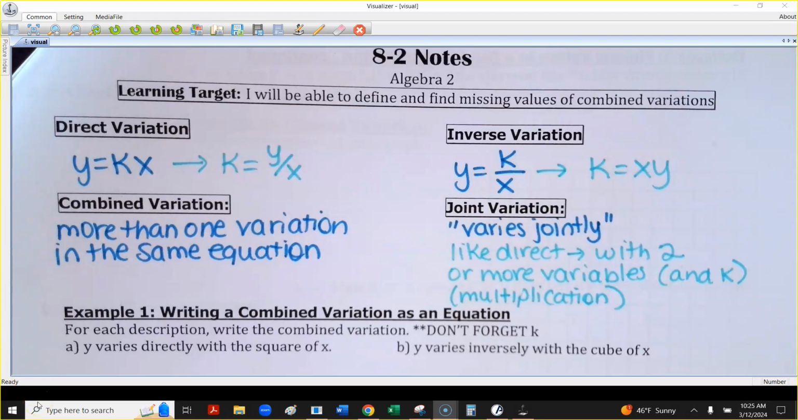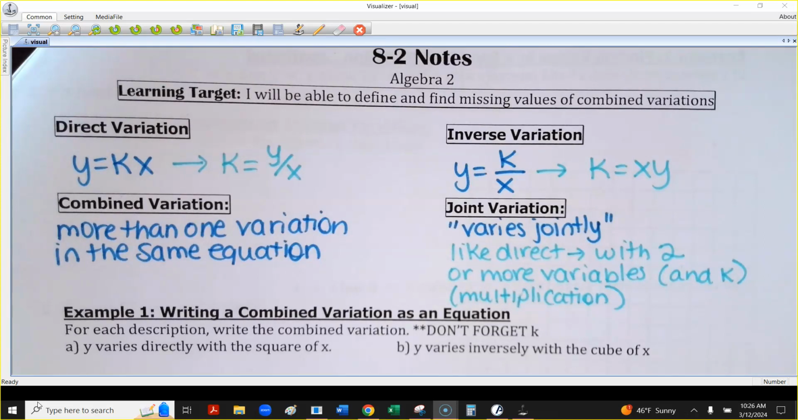Now the inverse, if you're doing inverse, it's going to be division between the constant of variation and your variable. So that's y equals k over x. Just remember, k will just be a number. And in that case, if you don't know your constant of variation, to find it, we're going to multiply x and y. So those are just transforming those equations.